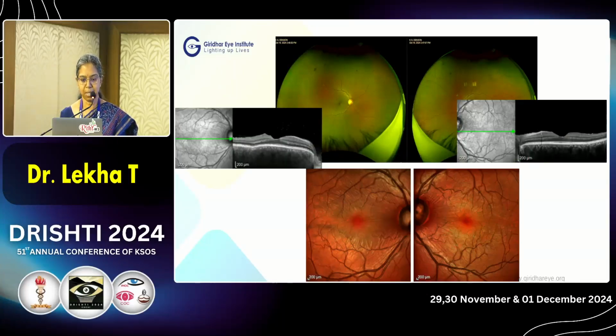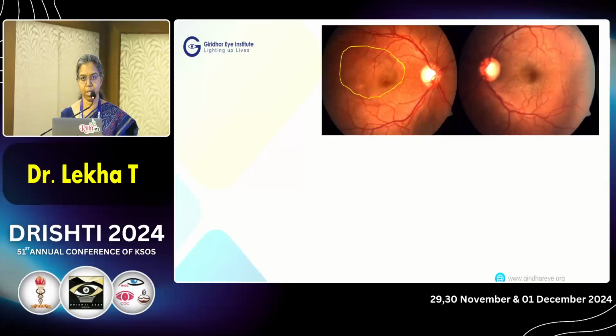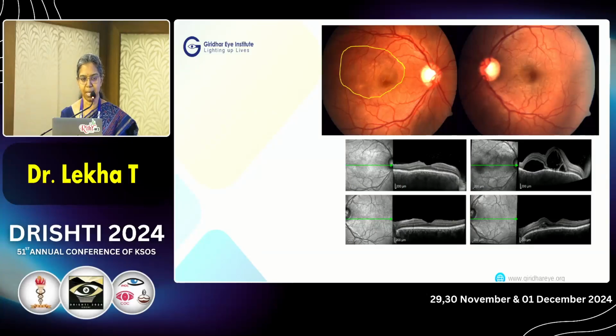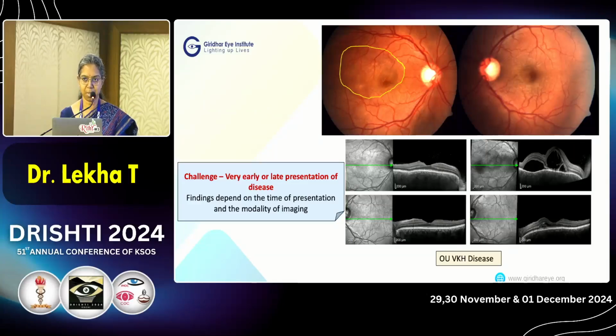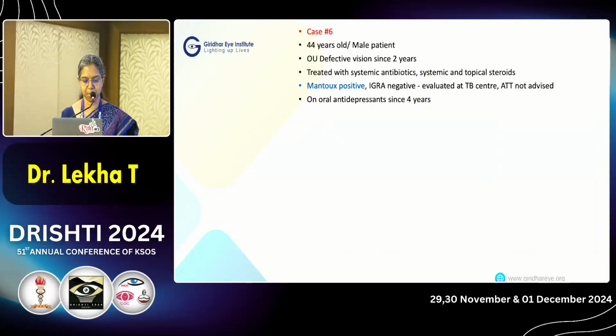However, his multicolor imaging showed significant ILM folds over the macula, so we decided to wait, and 1 week later when he came, the fluid had already started, and OCT helped us to confirm the diagnosis of VKH. So here the problem was the patient presented in the very early course of the disease. So the same confusion can happen when it is too late also, when already more structural alterations would have happened, either due to scarring or pigmentation.